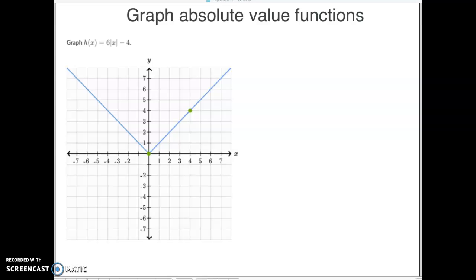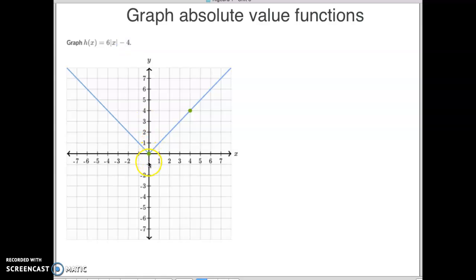All right, intermediate algebra students, absolute value, video number 3 here, graphing absolute value functions. So on this one, you need to graph this function right up here, where you'll notice that this 4 is on the outside. Remember, when it's on the outside, that tells it to go up or down. So this one will go down 4.